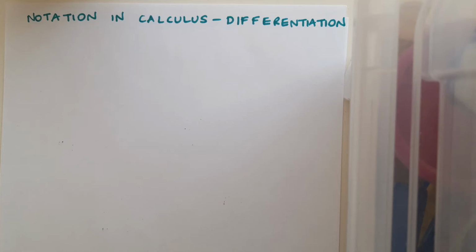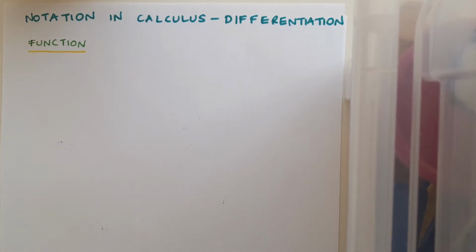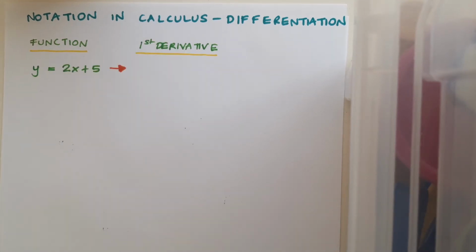This is just a short video on notation in calculus. So in calculus, we start off usually with a function that we want to differentiate. Often we call this function y. For example, we might have y equals 2x plus 5.